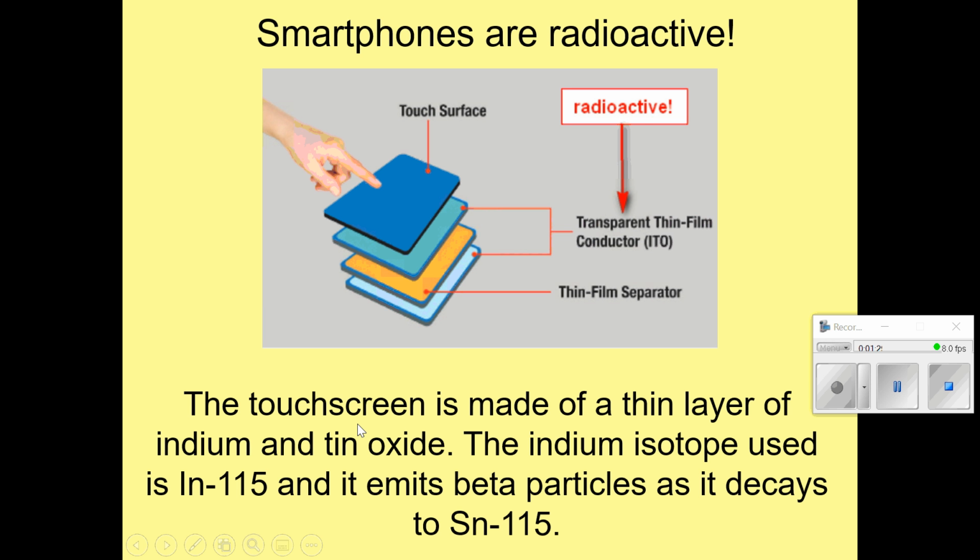So your touch screen on a smartphone is made of a thin layer of indium and tin oxide. The indium isotope is IN-115, and we're going to learn what this means. But it emits beta particles as it decays and turns into tin-115. Okay, so all smartphones do have that isotope in them.